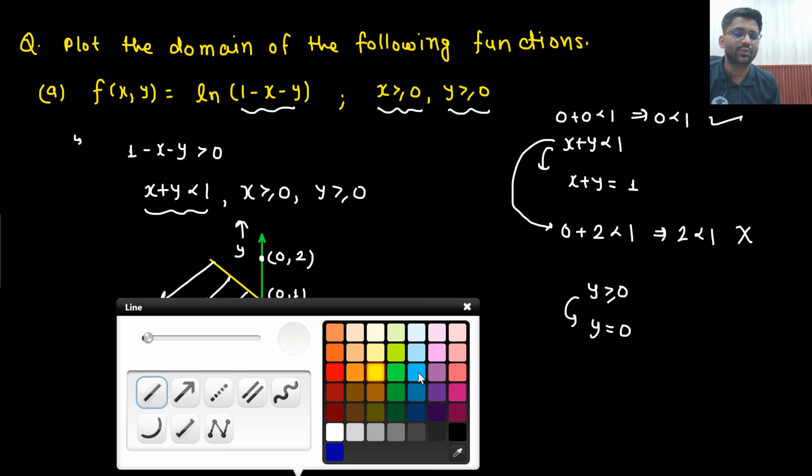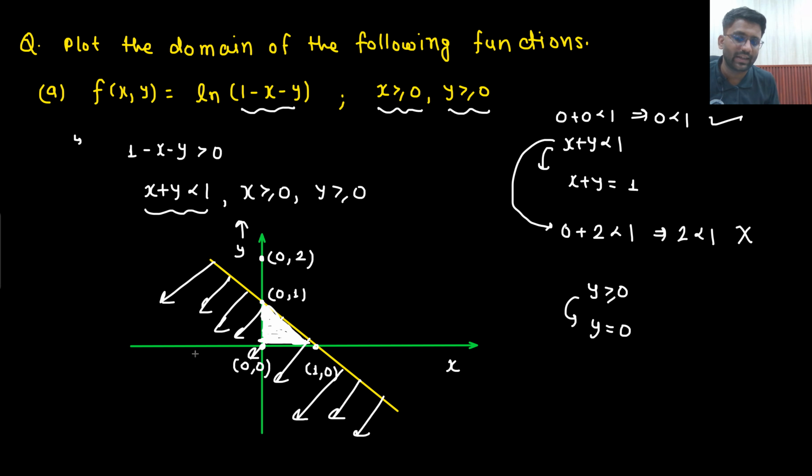The graph of y equals to 0 is nothing but the x-axis, because on the x-axis the value of y is always 0. I hope you know it. Why is that so? Because on the x-axis, the value of y is 0.